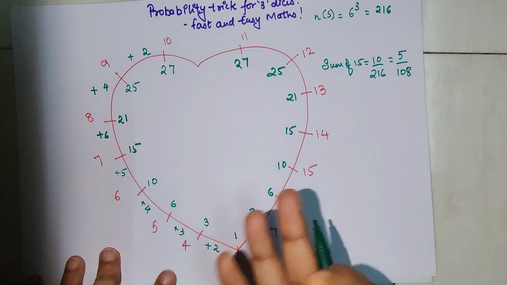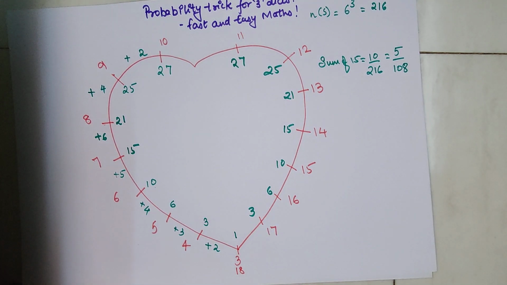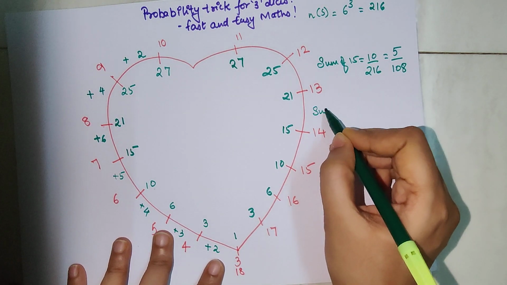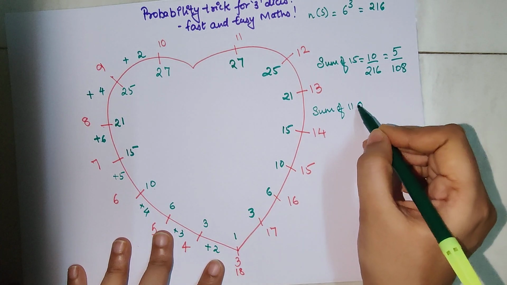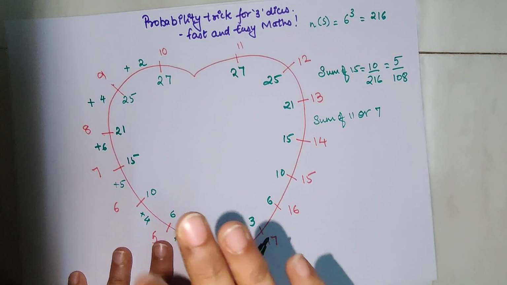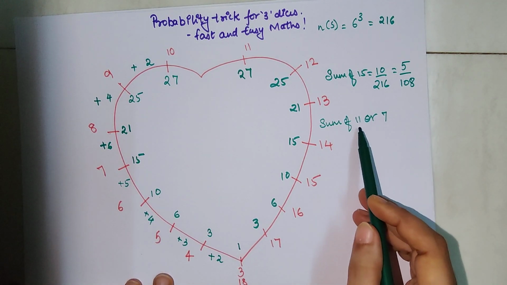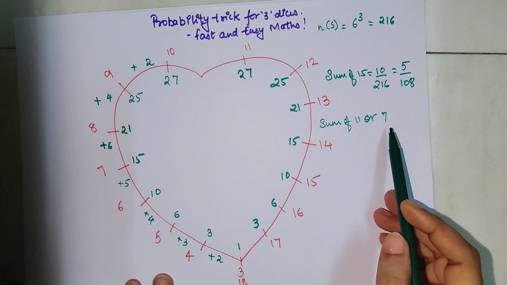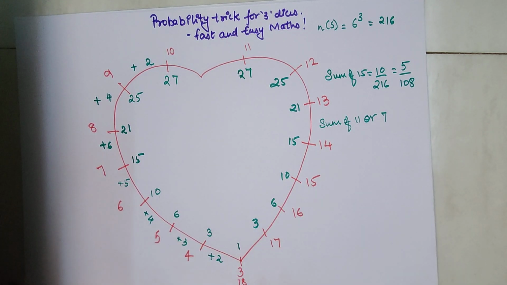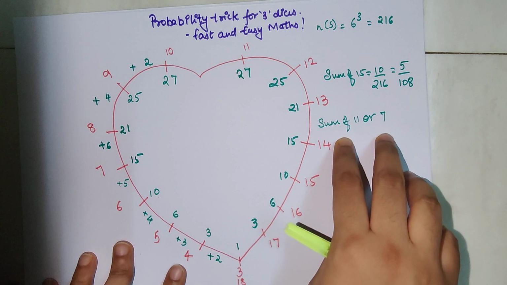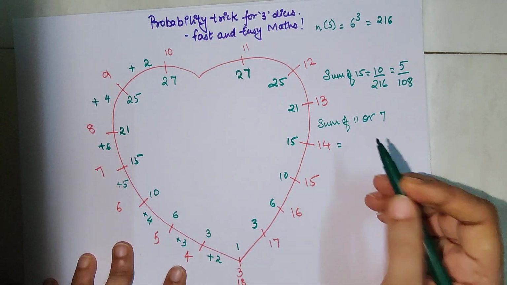Now let's take another question. What will be the probability of having a sum of 11 or 7 when you roll 3 dice? Understand, students, having a sum of 11 and having a sum of 7 are mutually exclusive. You cannot have a sum of 11 as well as 7 at one single time. There is no intersection between these two probabilities, so here we'll simply add.